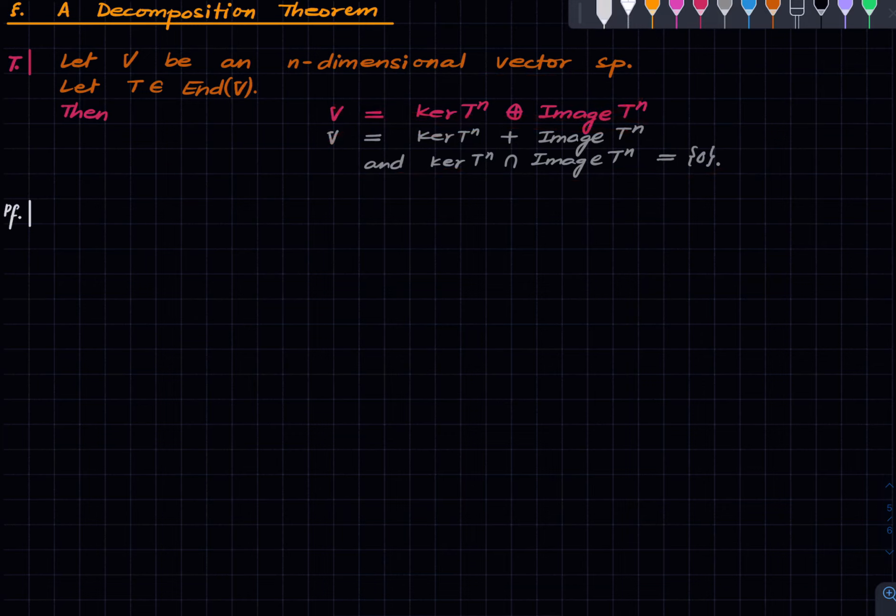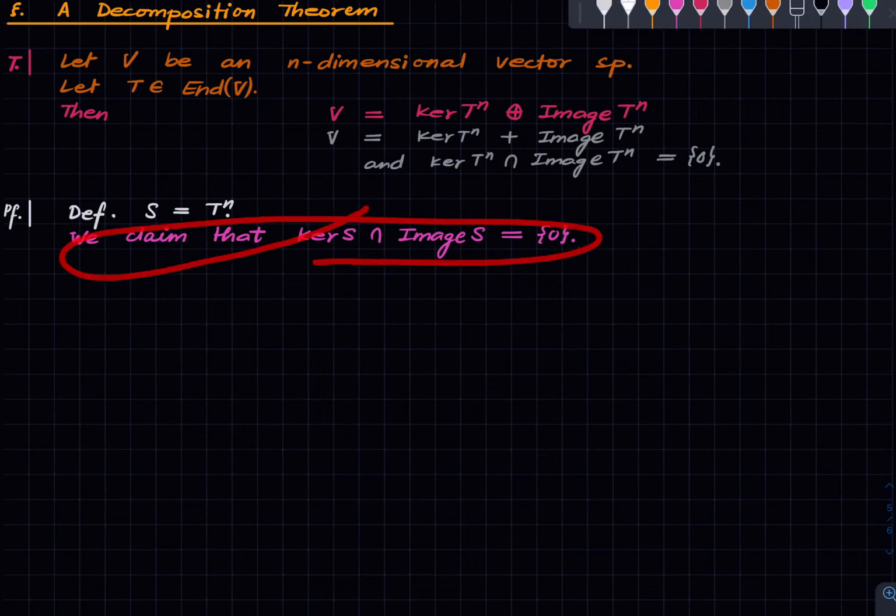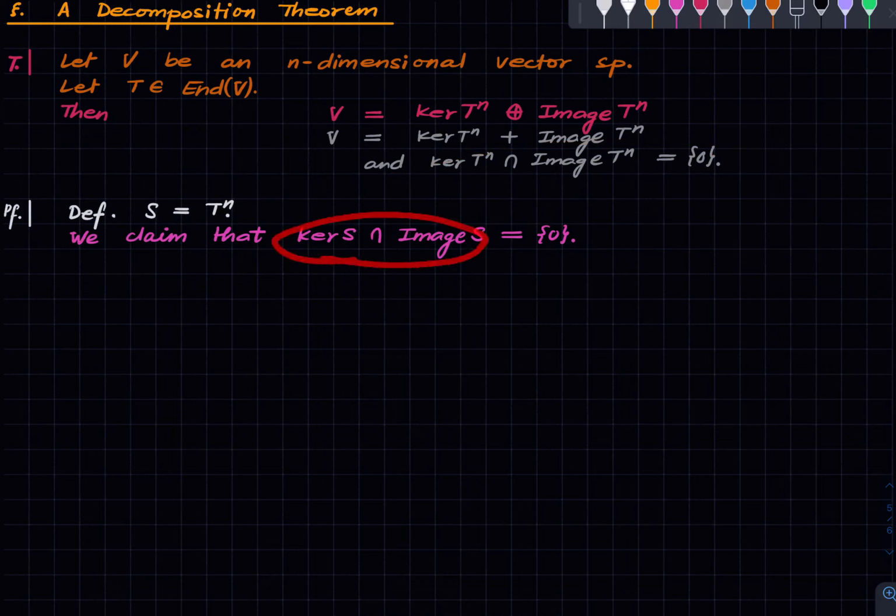So here is the idea of the proof. Again, it's a very simple proof. It will use the previous corollary. So define the endomorphism S as T to the n. We claim that the intersection of the kernel and image of S is trivial. So this claim is part of the direct sum statement. Okay, so pick something here arbitrarily. Towards this claim, let V be some arbitrary element in this intersection, and we will show that V is 0.